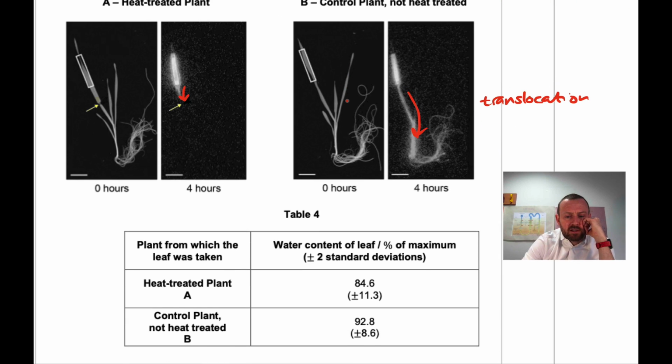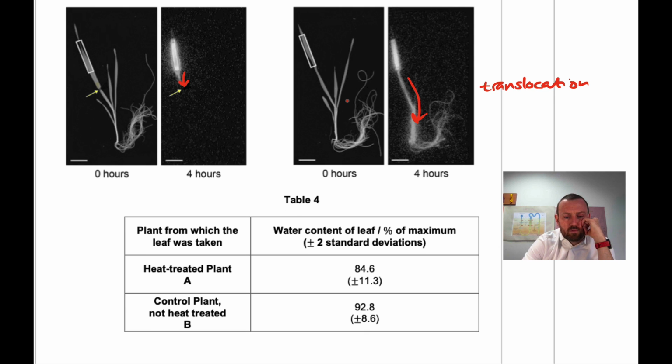So the water content of the leaf is relatively similar. It's slightly higher in the control plant, not heat treated. But if we look at the standard deviation, plus or minus 11, we haven't even got to the questions yet. This is just thinking.